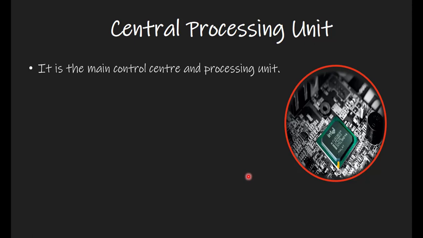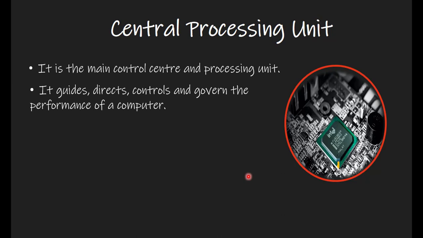Like if you want to give input to the computer, then it will be controlled by the processor. If you want to print something on the screen, it must be controlled by the central processing unit. So this is the meaning of it being the main control center and processing unit. It guides, directs, controls and governs the performance of a computer. It controls how a computer will work.